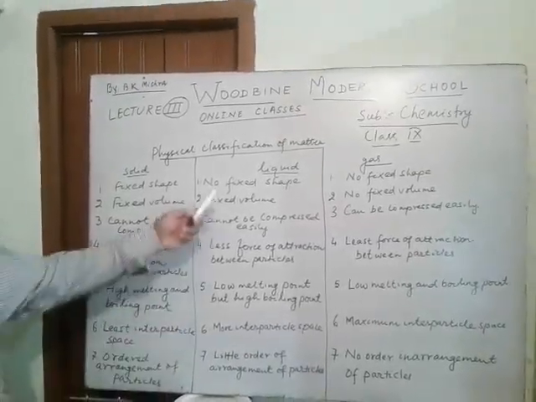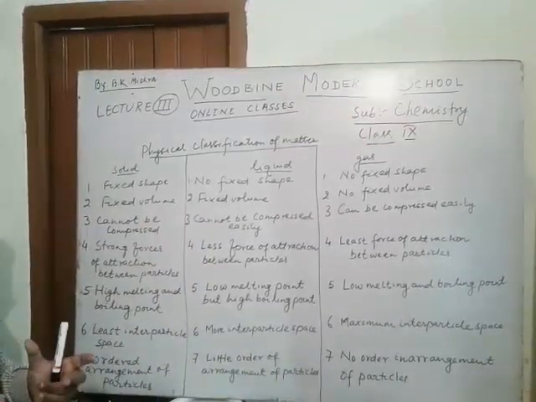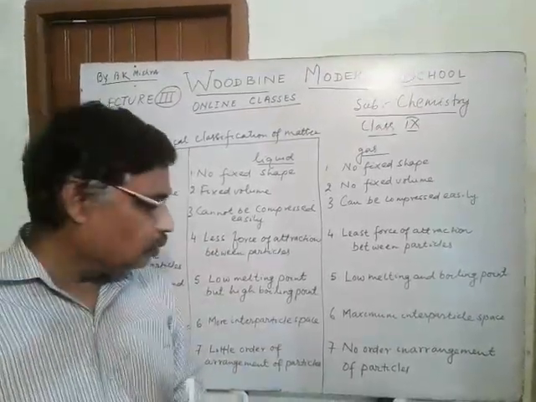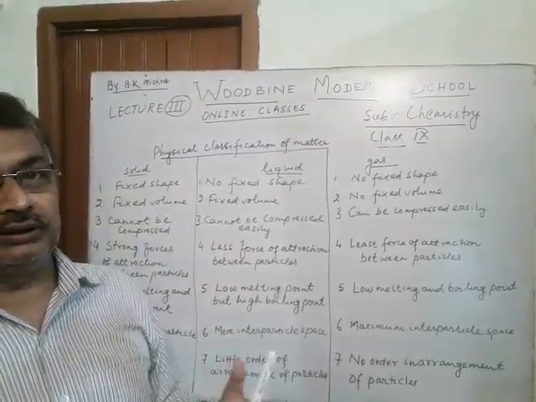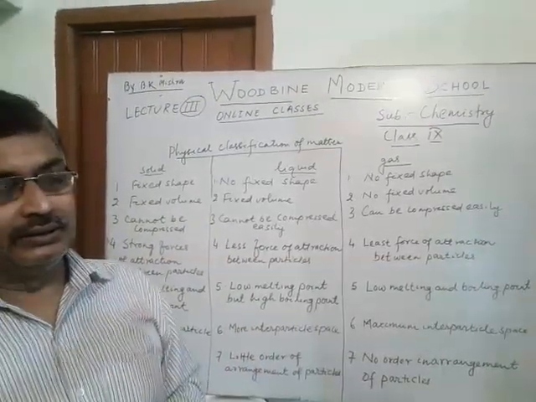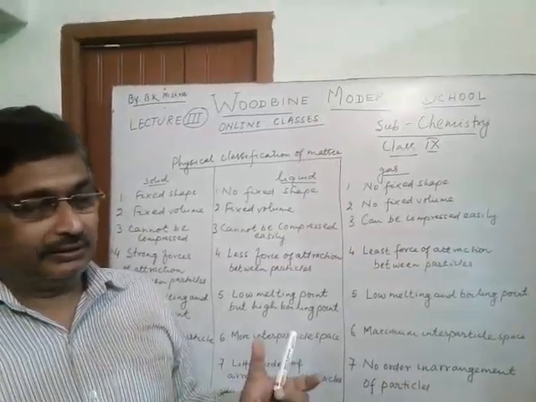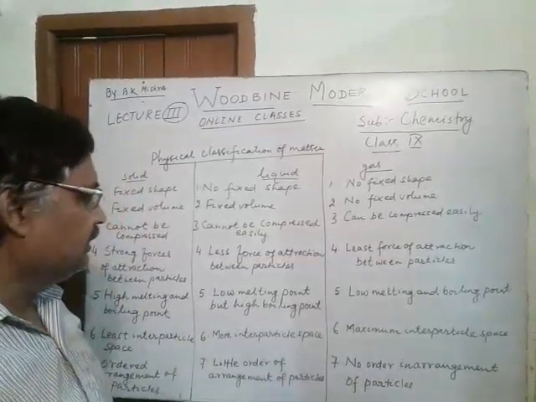Okay. Now in solids, the particles are arranged in an ordered manner, that is ordered arrangement of particles. But in liquids, there is little order of arrangement of particles. The particles are arranged in a little order. But in the gaseous state, there is no arrangement of particles, so they can move anywhere. They even strike the walls of the container in which it is kept, and it is in random motion, because they have least forces of attraction.